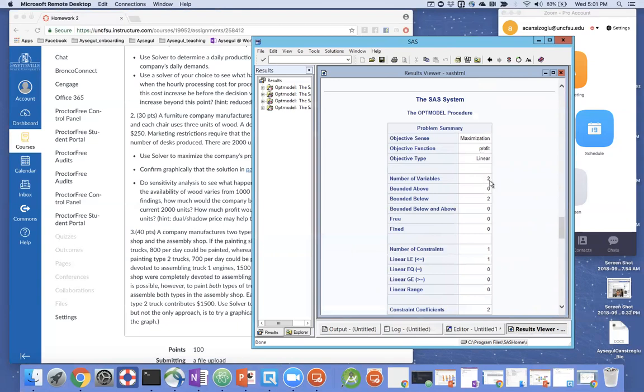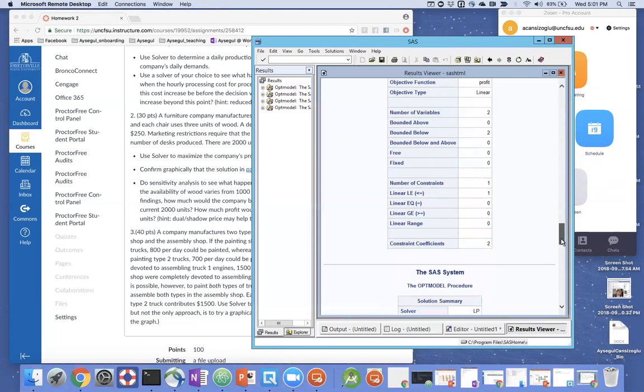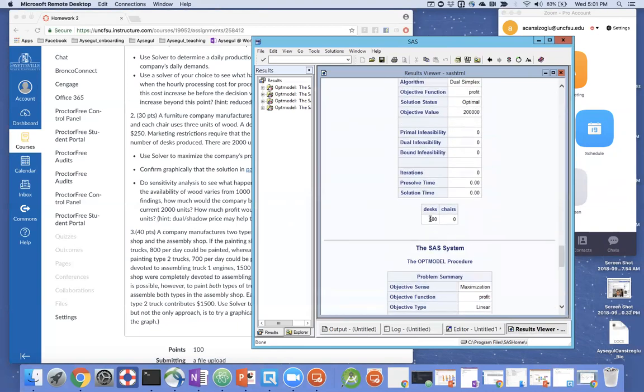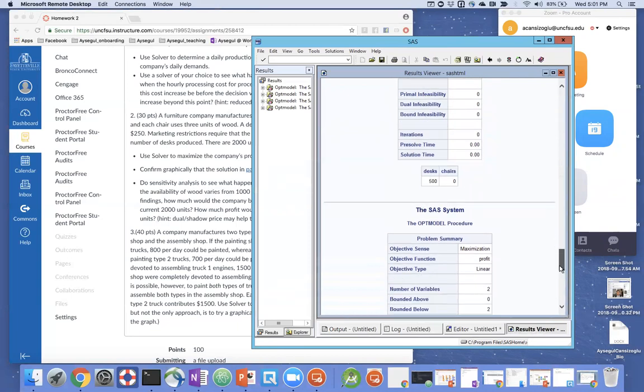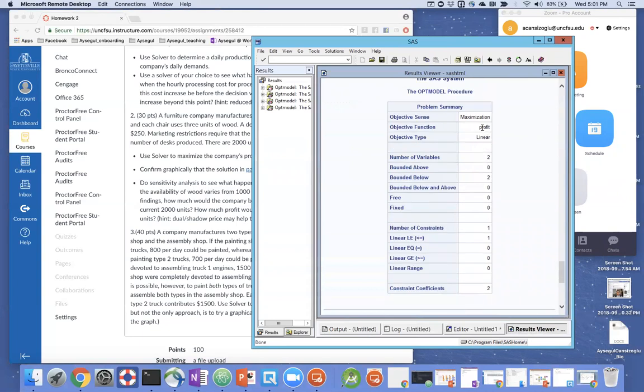There are 2 decision variables, desks and chairs, and we have 1 less-than-or-equal-to constraint here. And then it's solved, and the solution is desks 500 and chairs 0. The second time around, the objective function is still profit because we didn't drop it. The number of variables is still the same because we didn't drop anything, so the decision variables are the same. We have again 1 less-than-or-equal-to constraint. As you see, although we defined 2 constraints, because we dropped one of them, it only accepts the last one here.